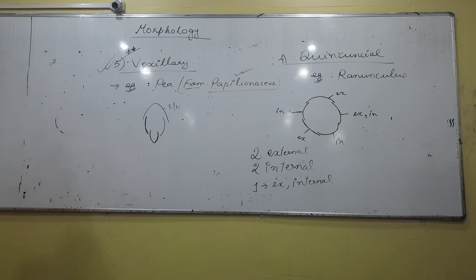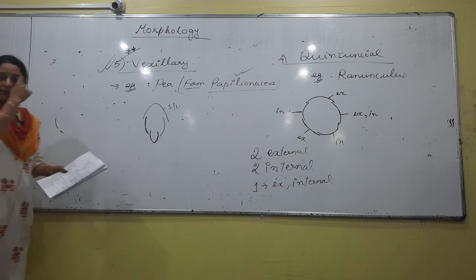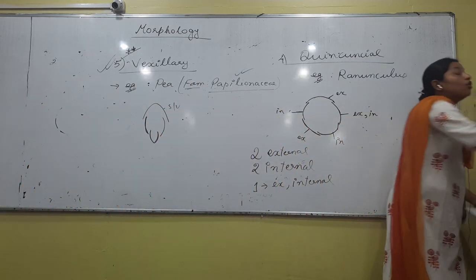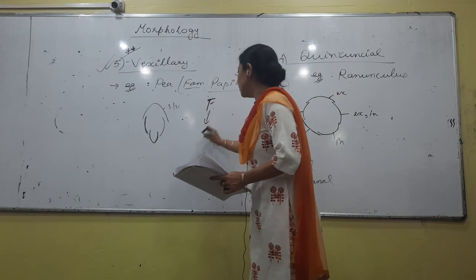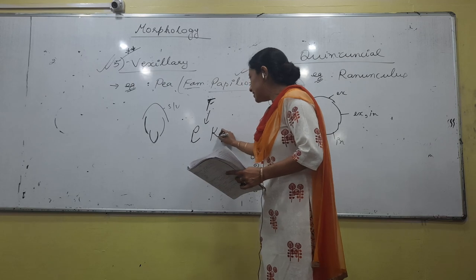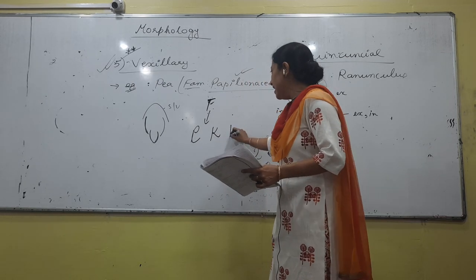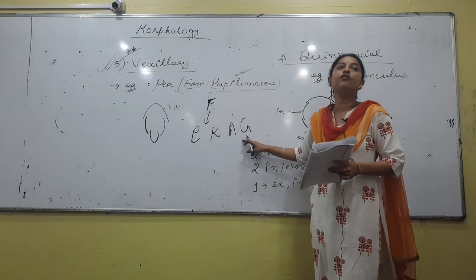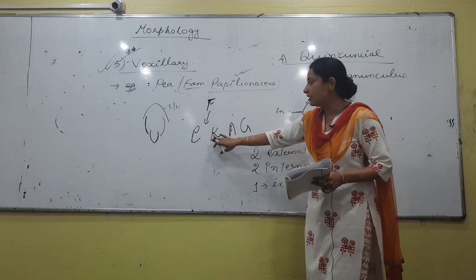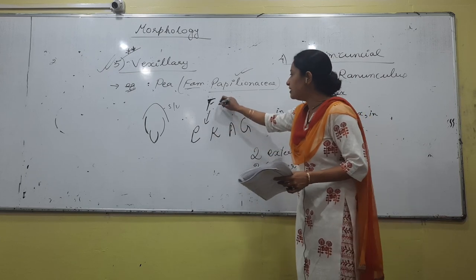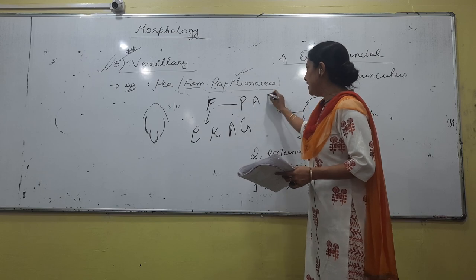Protective families like Asteraceae will have a floral diagram and formula. A question may give you the floral formula, and you have to identify the family. In a floral formula, calyx is depicted by C and corolla by K. The format of a floral formula is calyx, corolla, androecium and gynoecium. If you see a flower formula with P, A, G, we can identify the family from it.